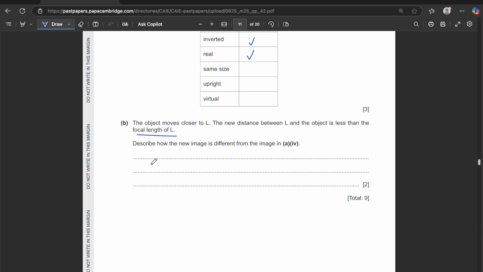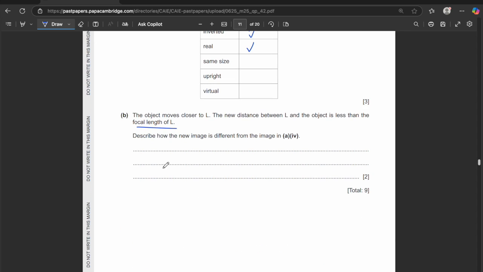So describe how the new image is different from the image just above. So it is a magnifying glass. It will produce a virtual image, which is upright.